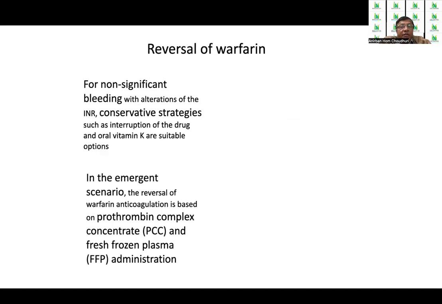Therefore, for reversal of warfarin in non-significant bleeding with alterations of INR, we go for conservative strategies such as interruption of the drug and oral vitamin K.